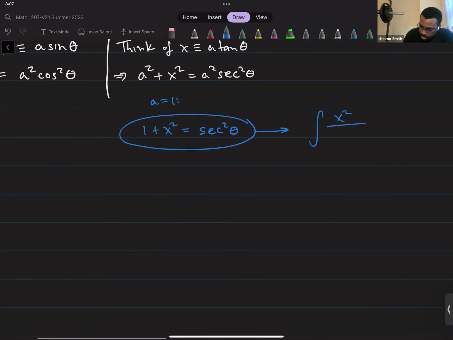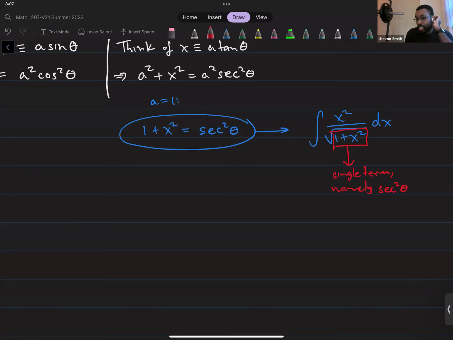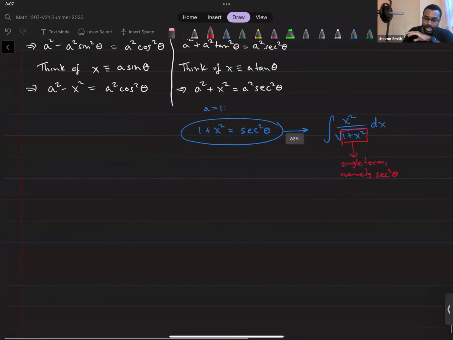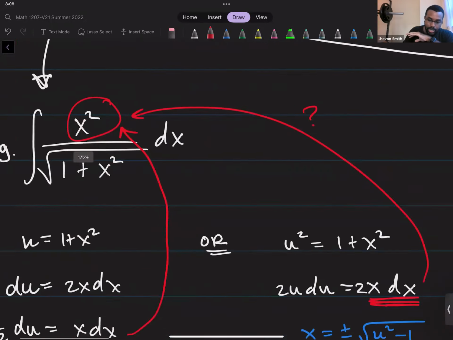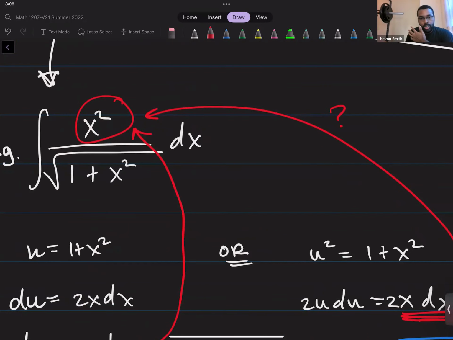And if you think of applying this to something like this, you'll realize that this part here can become a single term, namely a secant squared, right? And the fact that you turn something under a radical from a sum to a single term can actually make things a lot easier, a lot nicer. And we're actually going to use this idea to transform this integral into something a lot easier to deal with when our regular substitution can't deal with it.